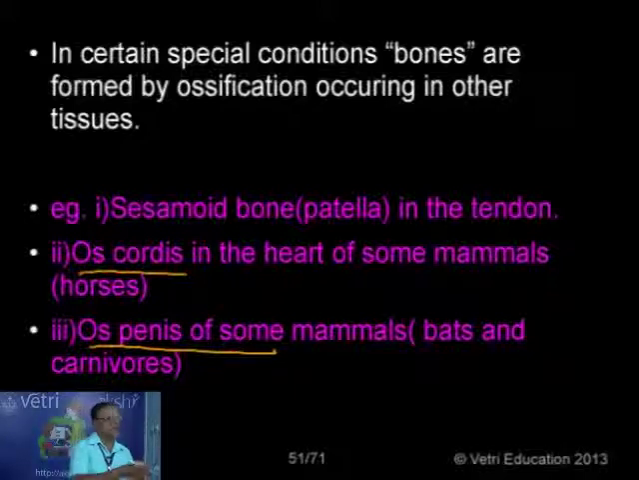See that one, ossification is nothing but the formation of bone due to the deposition of calcium, leading to rigidity. A rigid skeleton is formed as in the case of the patella, or in the case of the heart of horses, or in the penis of bats and also some carnivores.